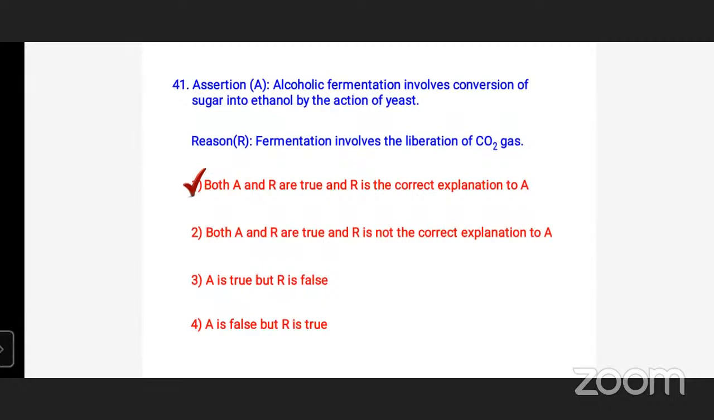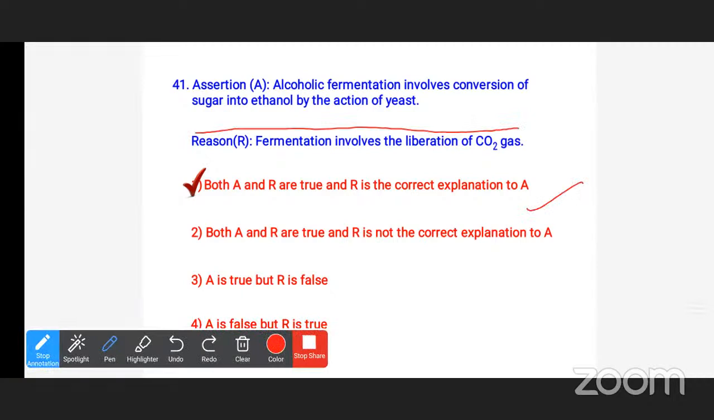So the fermentation process: sugar converts into ethanol. The enzymes are invertase and zymase enzyme. First, sugar converts into glucose and fructose. After zymase enzyme, glucose and fructose convert into ethyl alcohol and carbon dioxide. So assertion and reason both are true, and R is a correct explanation of A. Okay.